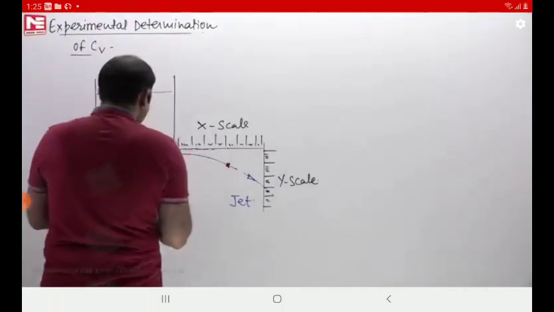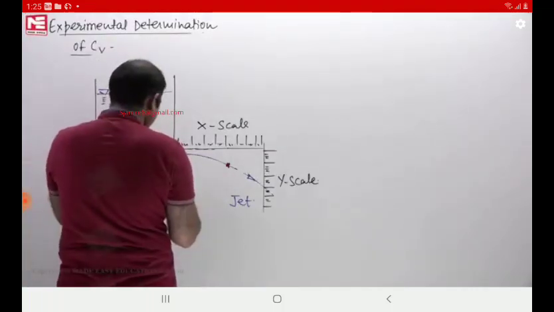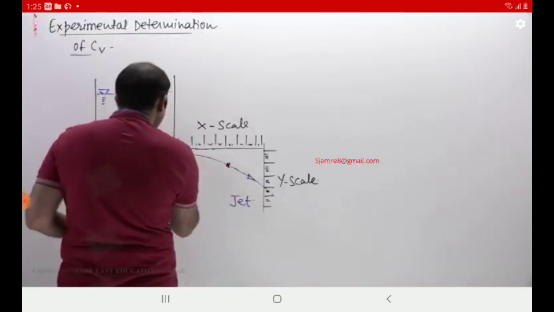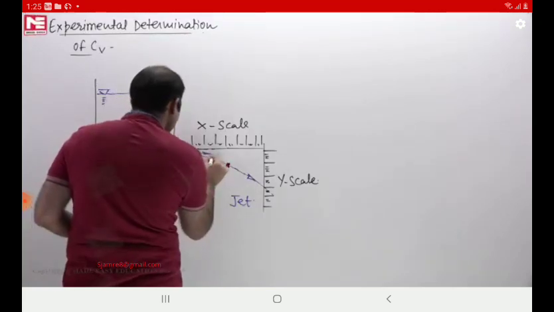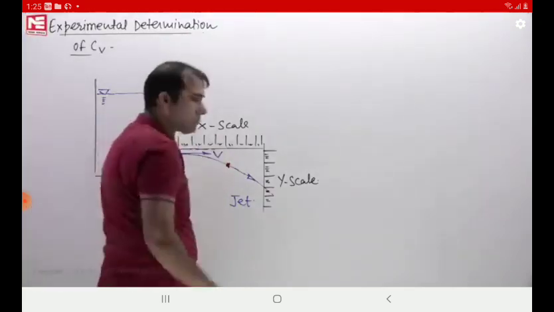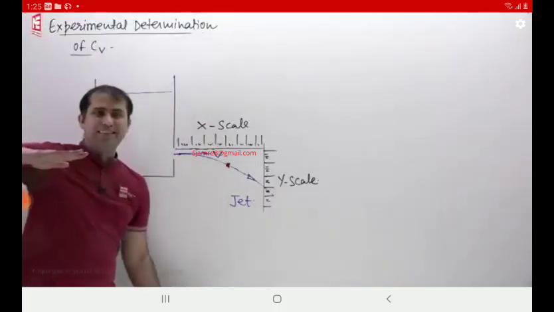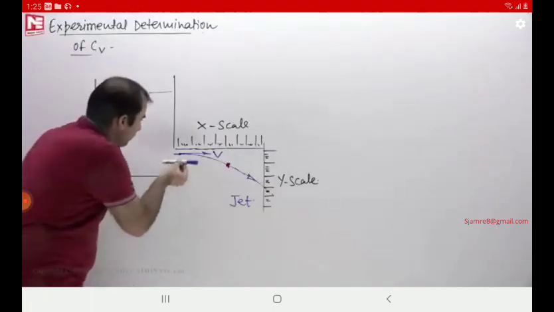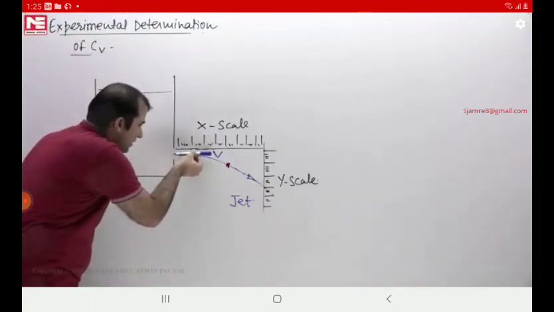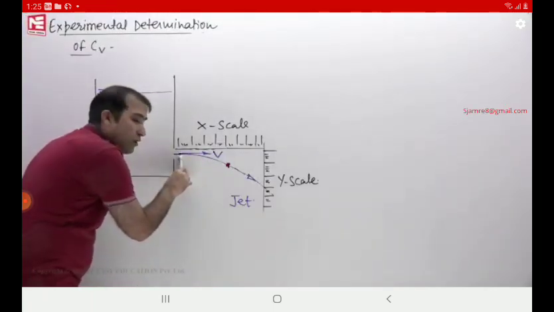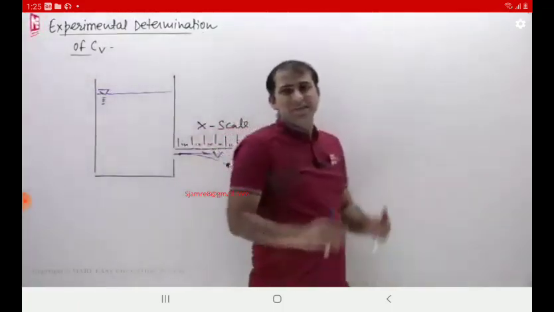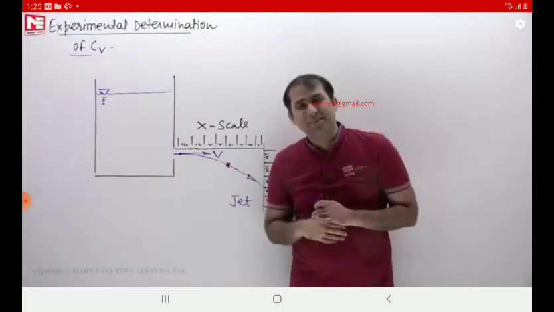I have considered that the flow jet is moving like this, and here we have a velocity, that is v. It is moving like this, and only in this direction is there velocity. In this direction, the component of velocity is equal to 0. Are you getting it or not?